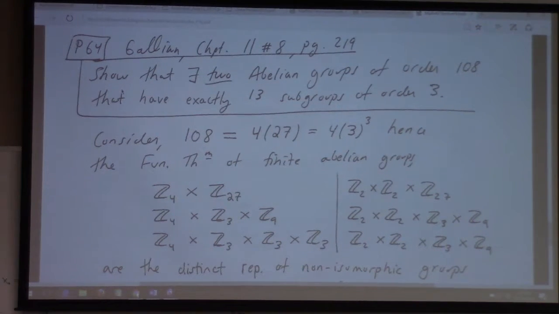So here I'm supposed to show that there exist 2 abelian groups of order 108 that have exactly 13 subgroups of order 3. I may have butchered the wording here. I wonder if it's true if we make the stronger wording: up to isomorphism, there are only 2 distinct possibilities of abelian groups of order 108 that have exactly 13 subgroups of order 3.